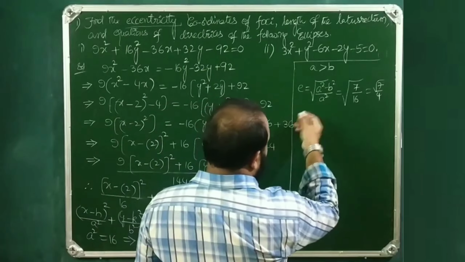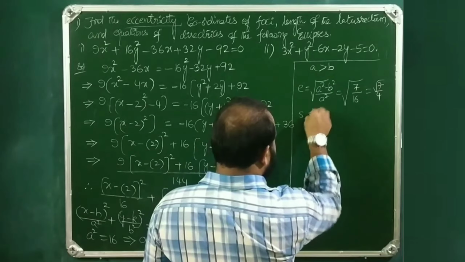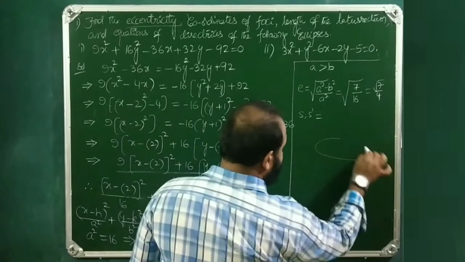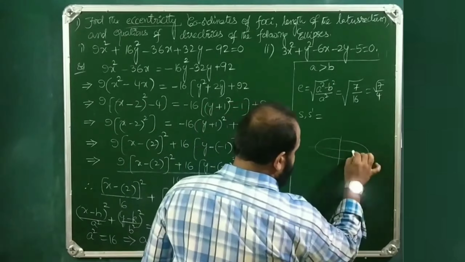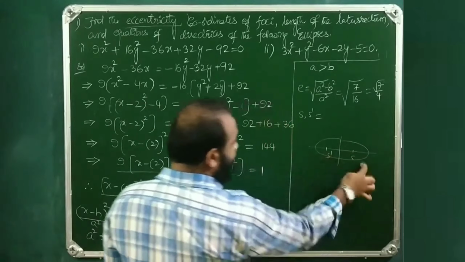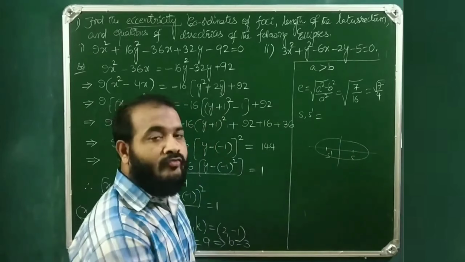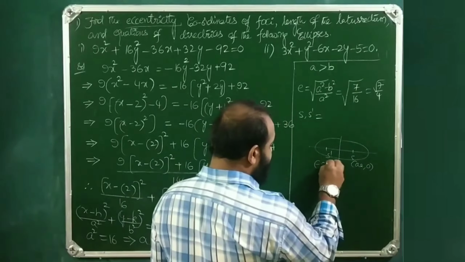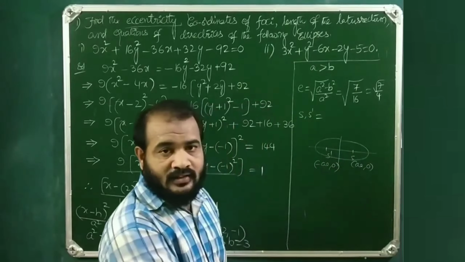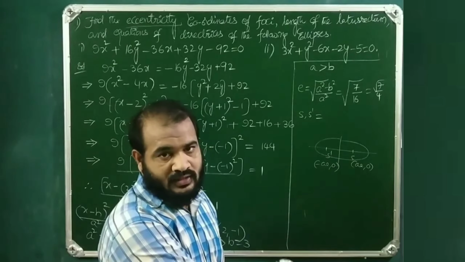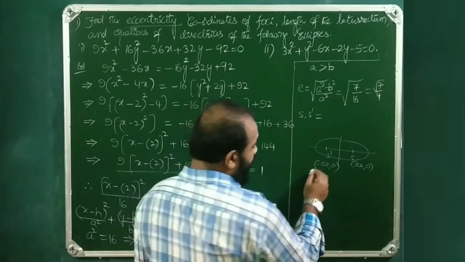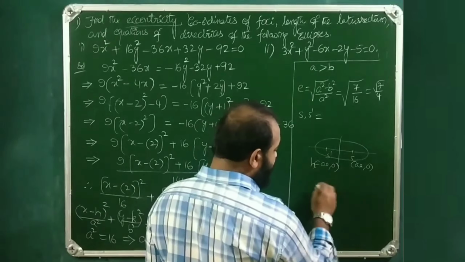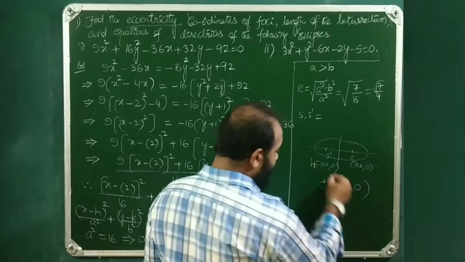Coordinates of foci. The foci are S and S dash. For this ellipse, these are the foci: AE comma 0 and minus AE comma 0. Since shifting of the origin has taken place, that is plus or minus AE comma 0.